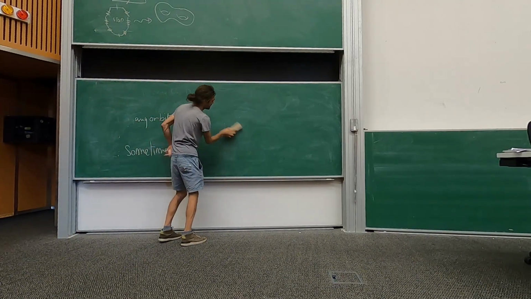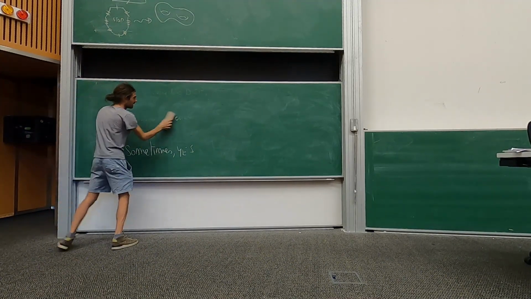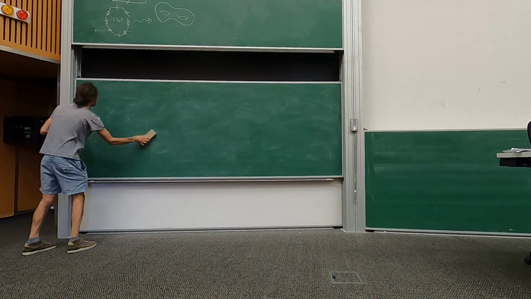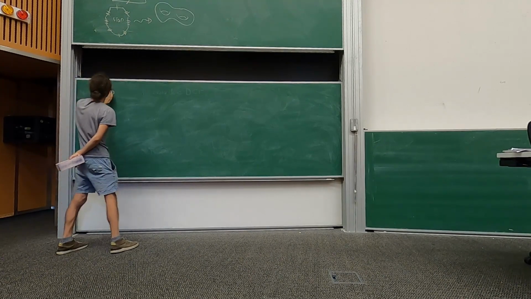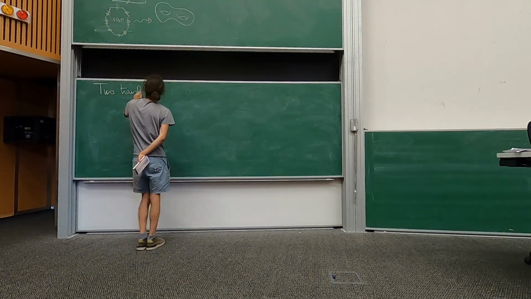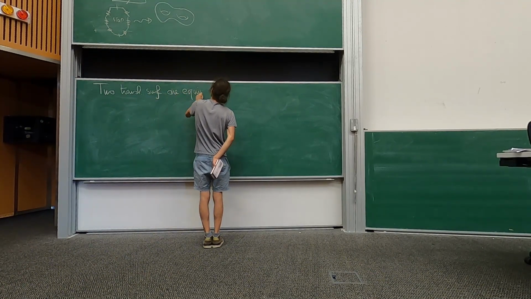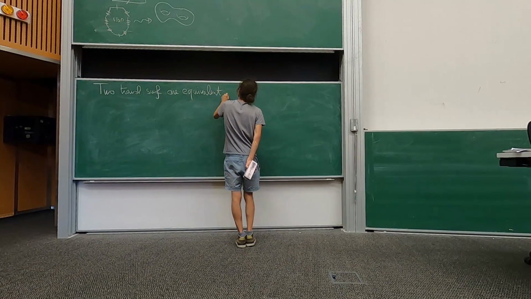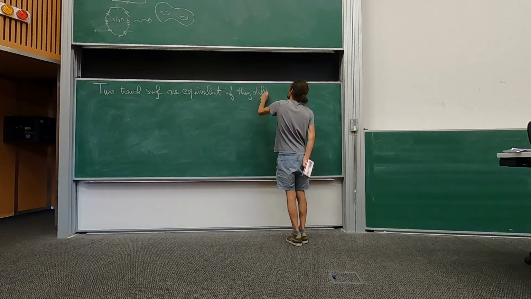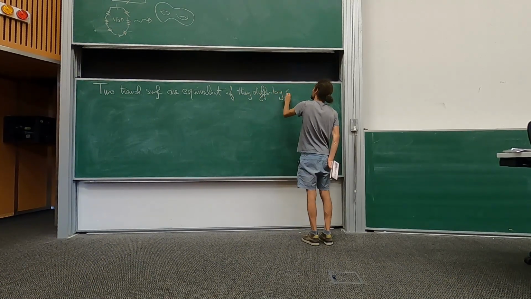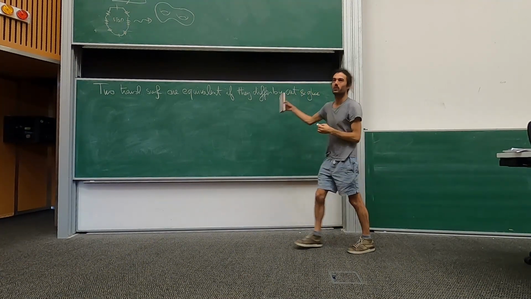And sometimes I want to say that two translation surfaces are the same, so I would say that they are equivalent if they satisfy something. I would say that two translation surfaces are equivalent if they differ by cut and glue. Again, I will show you what that means on the picture.